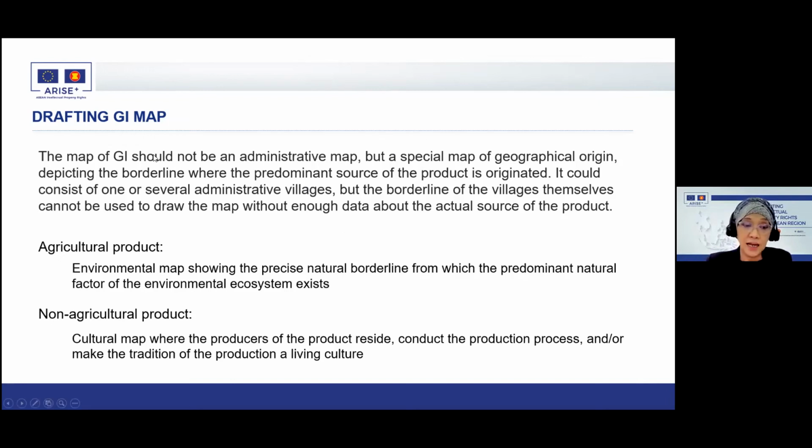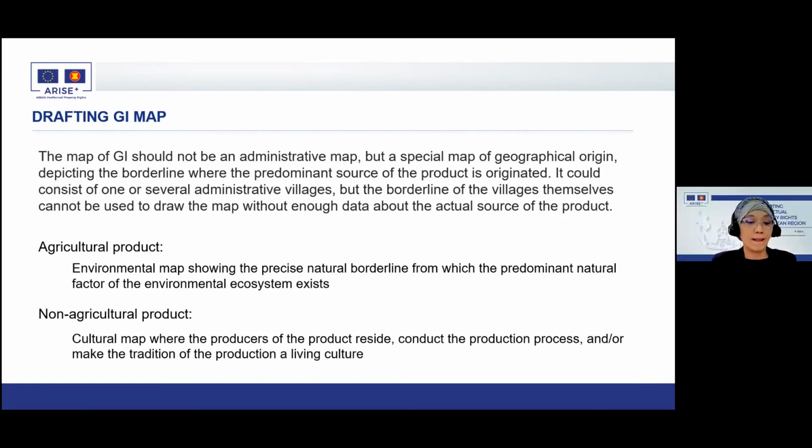The map of GI, instead of being an administrative map, should be a spatial map of geographical origin, depicting the borderline where the predominant source of the product is originated. It could consist of one or several administrative villages, but the borderline of the villages themselves cannot be used to draw the map without enough data about the actual source of the product.